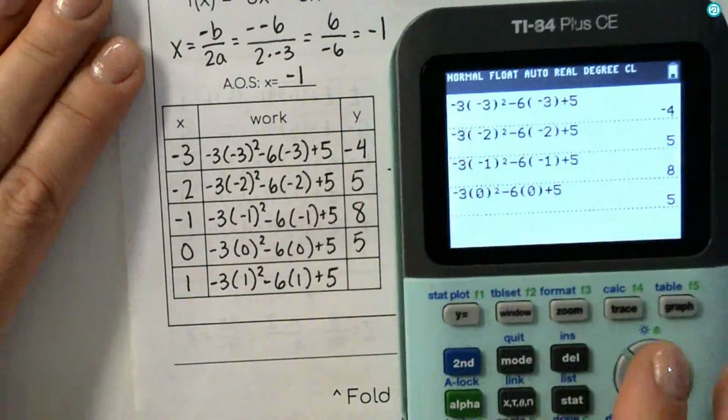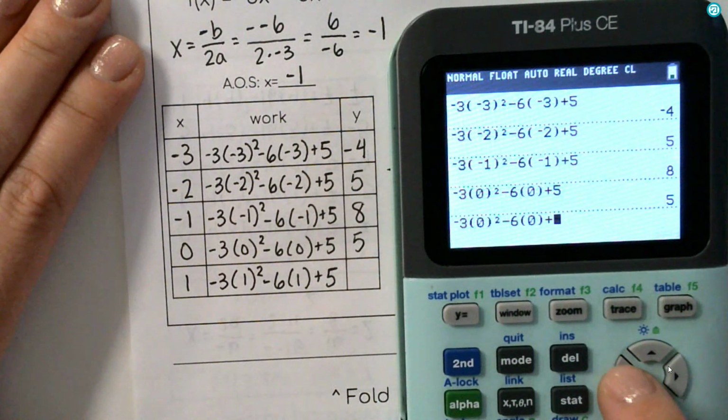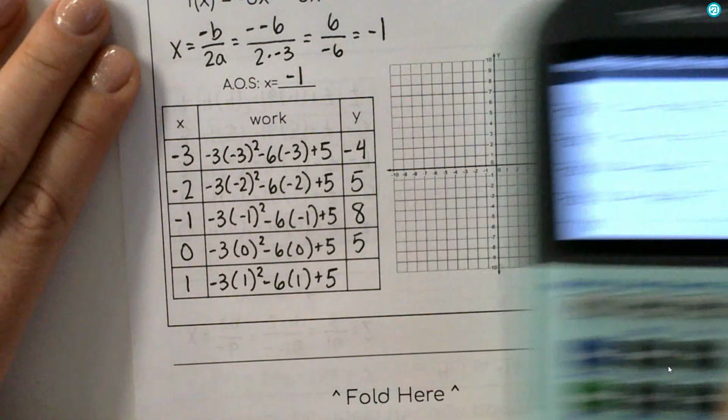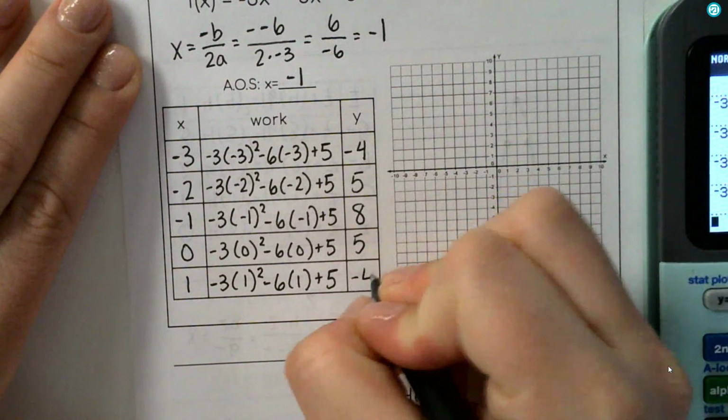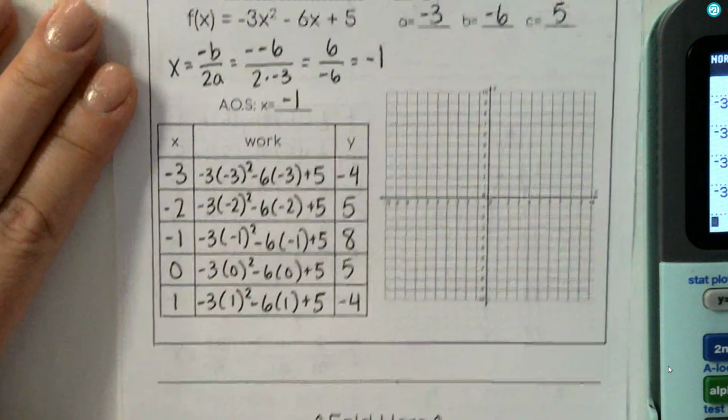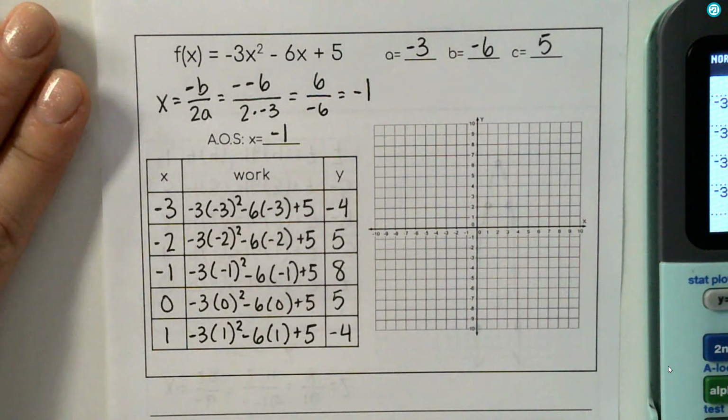And then the last one, I'm going to plug in 1. And I'm going to get -4. Okay. Any questions about filling out the table?